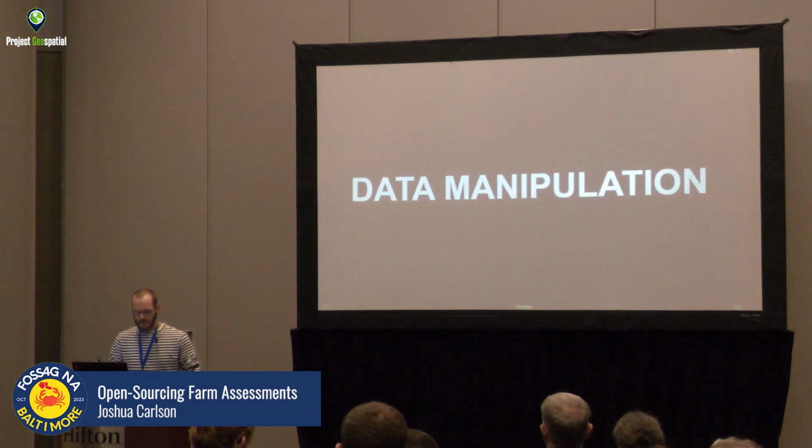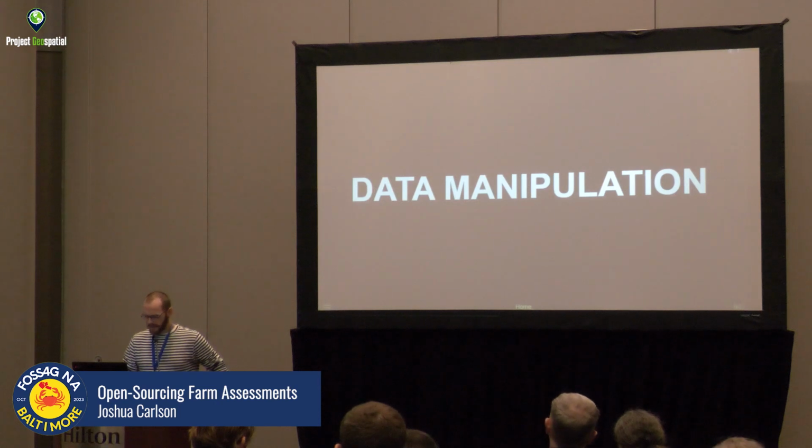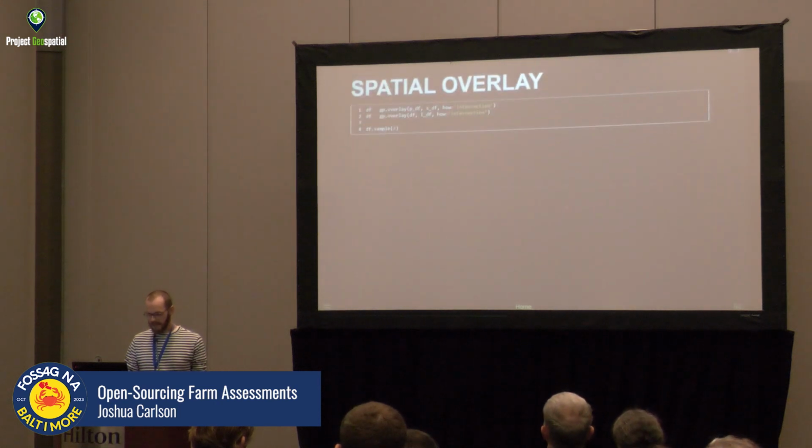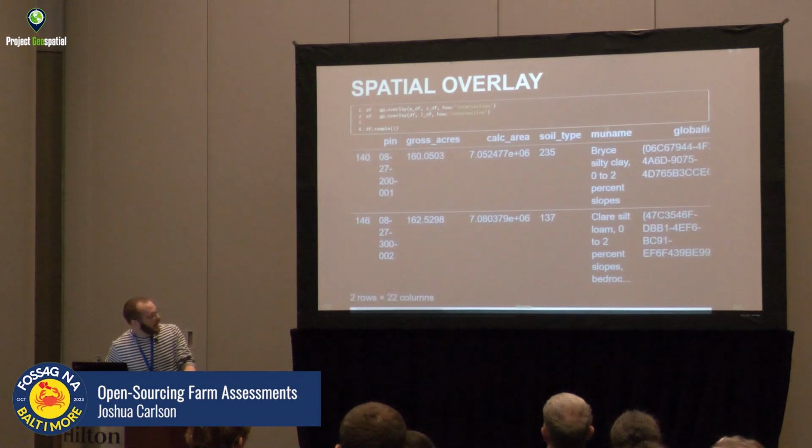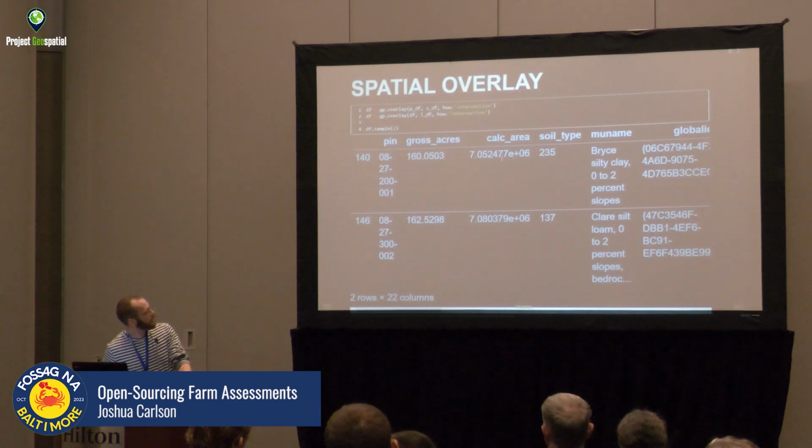So we'll actually do the manipulation. We do a spatial overlay that's really nice and simple. It's just geopandas.overlay, and your input, you do 2 at a time, so I just put them together. And it's outputting this. So now we've got our parcel number, our acreage, the calculated area, but also the soil type, soil name.